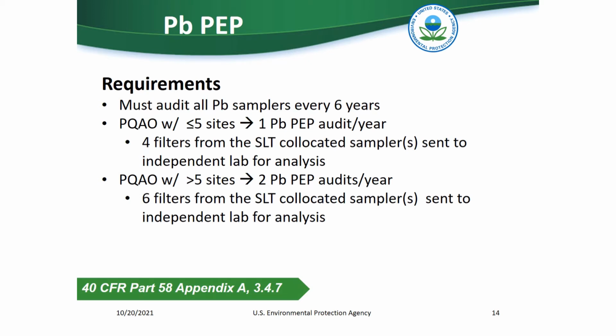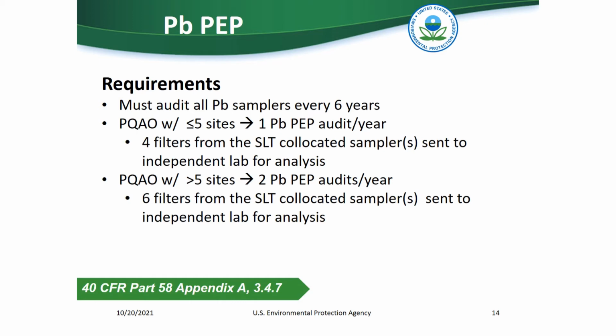For the lab audit, 4 to 6 filter samples are sent by a PQAO from one or more of their co-located lead sites to the analytical lab. This provides a comparison of the lead lab used by the PQAO and EPA's lead analysis lab. Preferably, these lead samples are collected from days spread out over the 4 quarters of the year and not on days when the agency is collecting precision measurements from the co-located sampler.